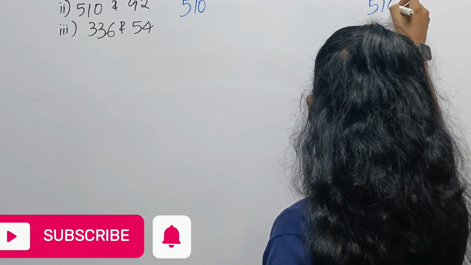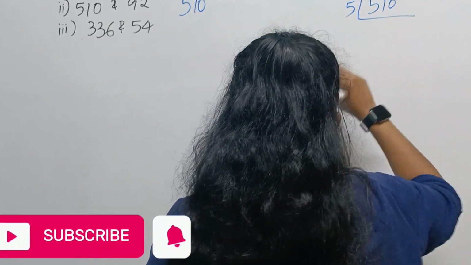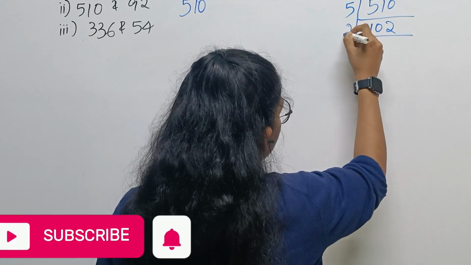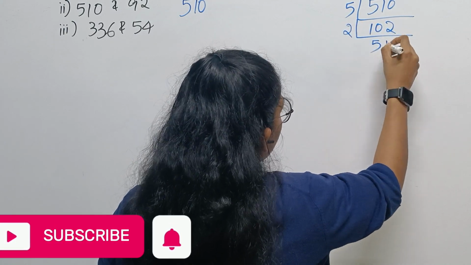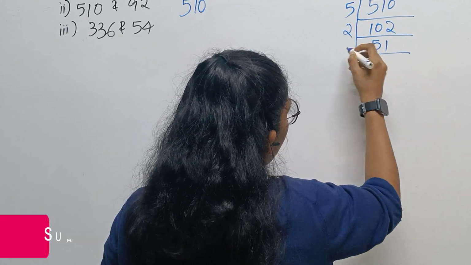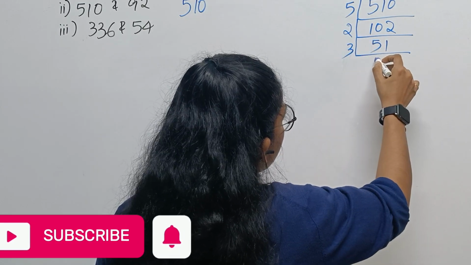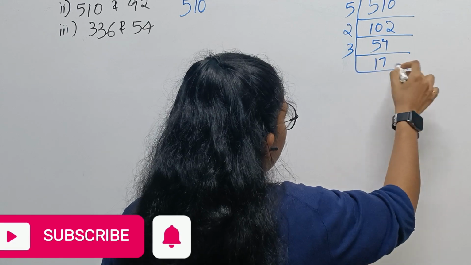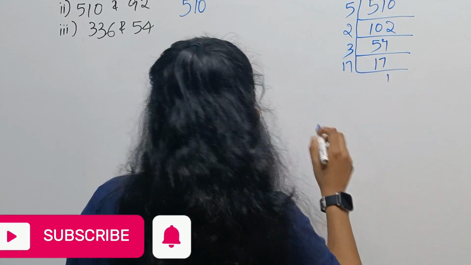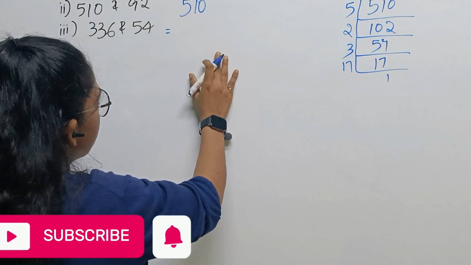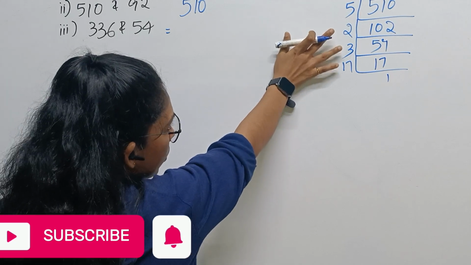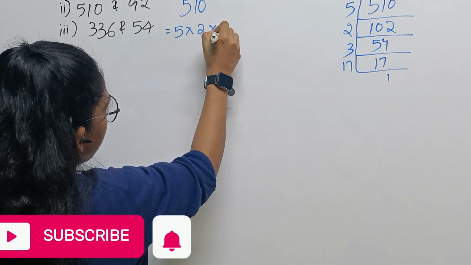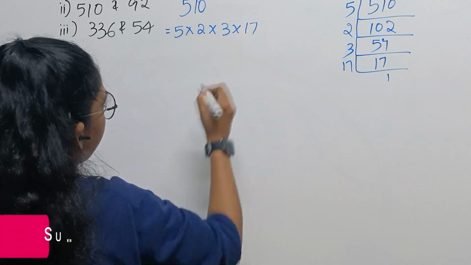So let's factorize 510. Divide by 5 to get 102, again with 2 we get 51. Now 3 is there, 17 threes are 51. So 17, and 1. So what are the factors of 510? They are 5, 2, 3 and 17. That is 5 into 2 into 3 into 17.